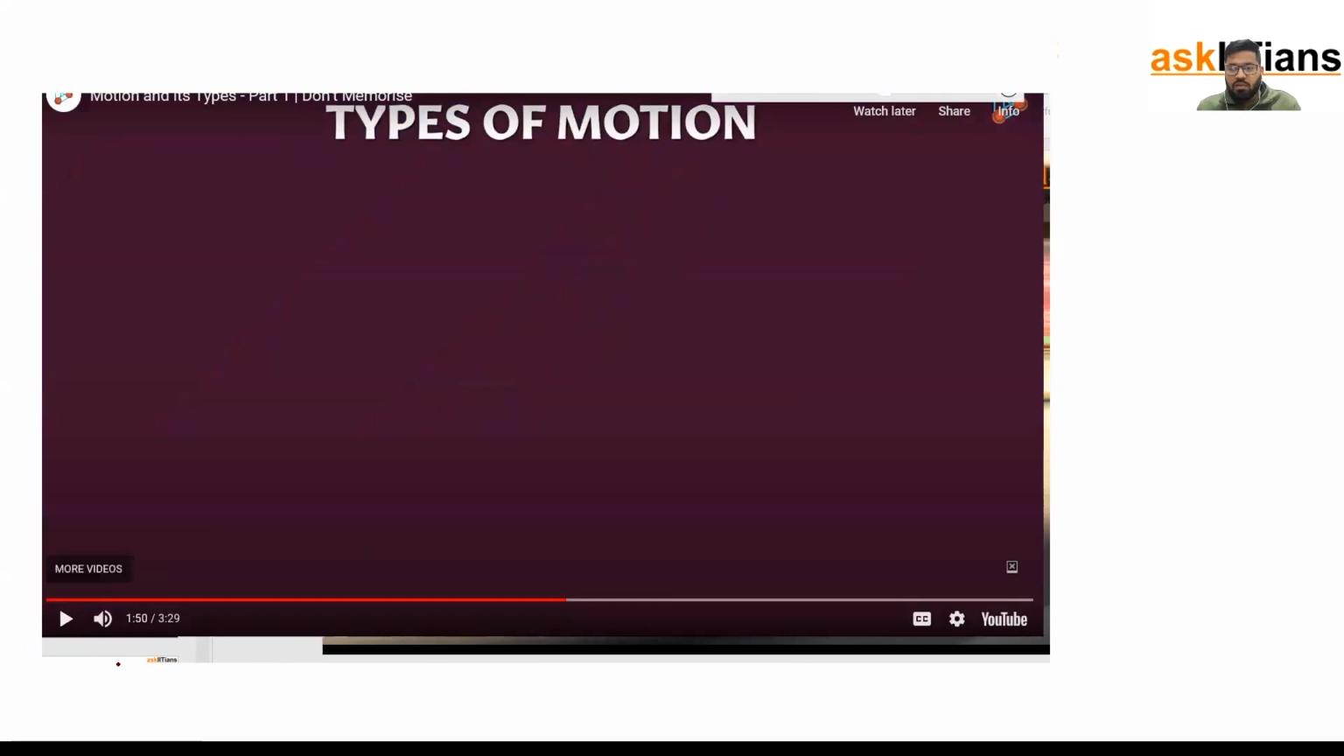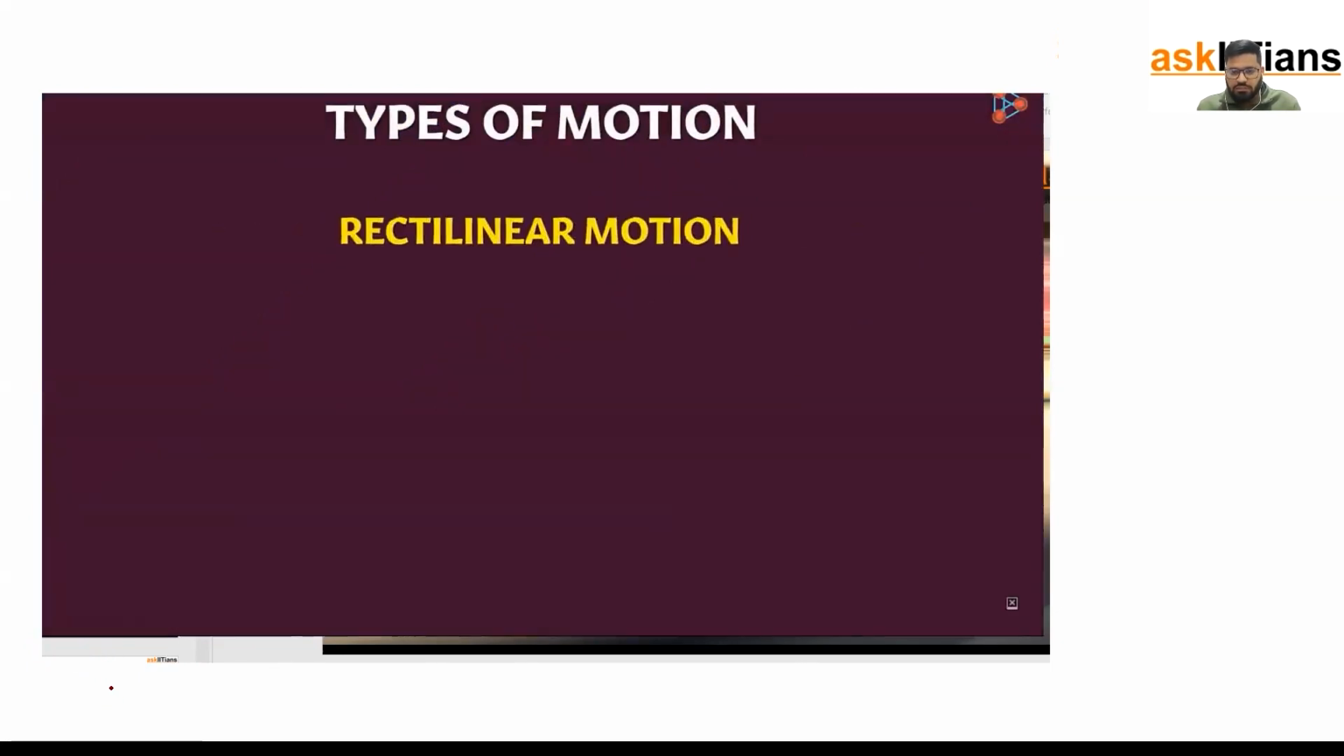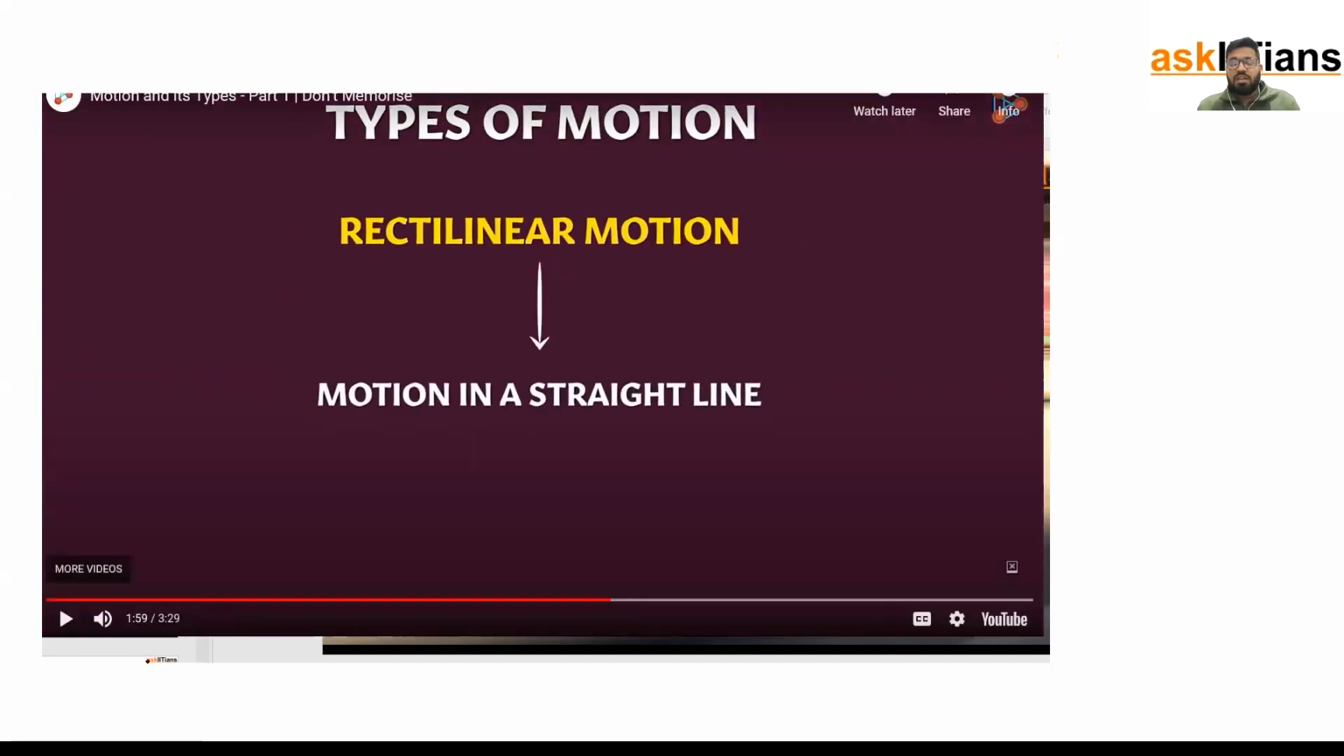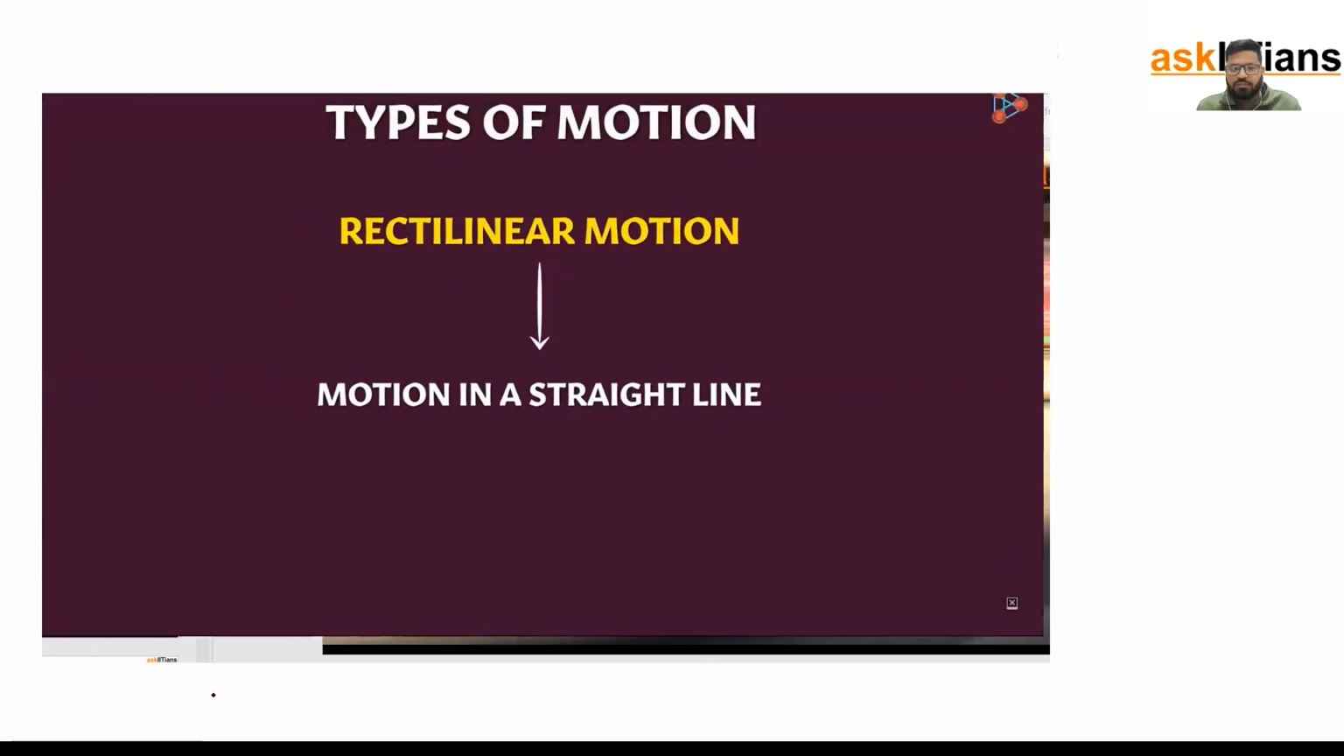Now we are discussing types of motion. The first is called rectilinear motion. Notice that there is the word line in there. We define this type of motion as motion in a straight line. So motion in a straight line is known as rectilinear motion, as can be seen from the word linear or line. If an object is moving along a straight line path, we say that it's performing rectilinear motion.